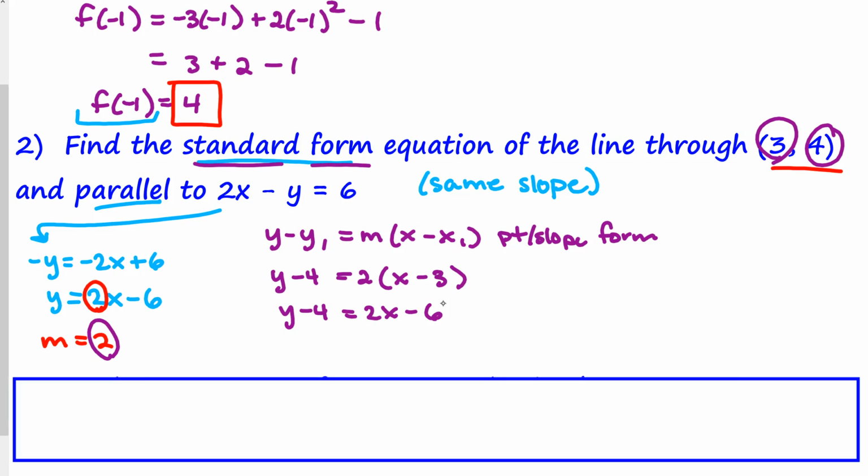We need the x term and the y term on the same side, so I'm going to subtract 2x from both sides. And we need the constant on the right, so I'm going to add 4 to both sides. Okay, so there's my standard form.